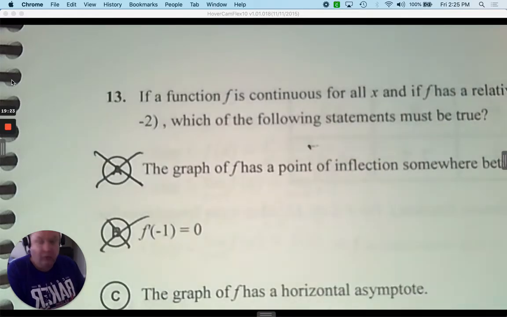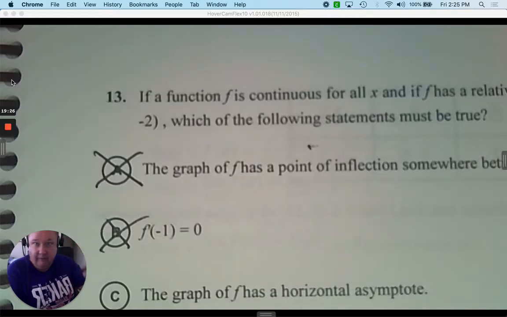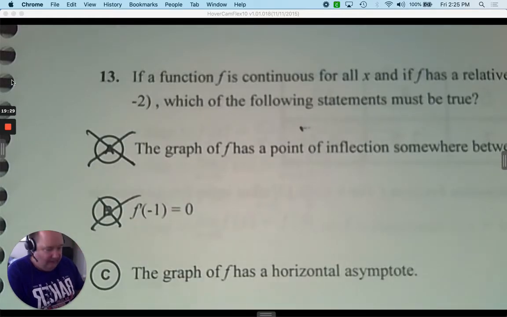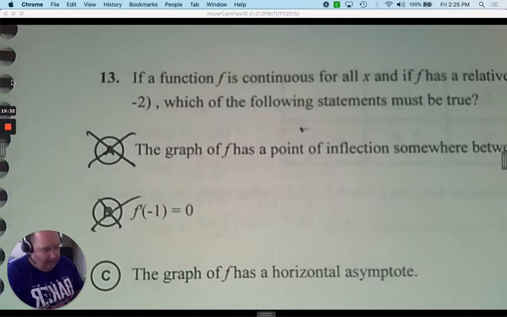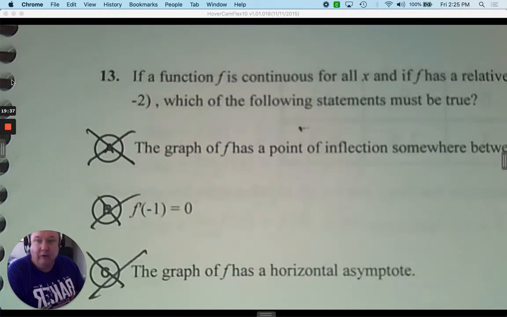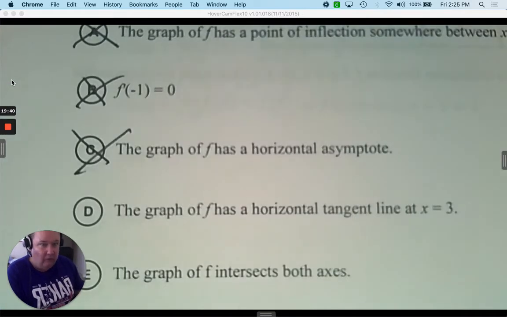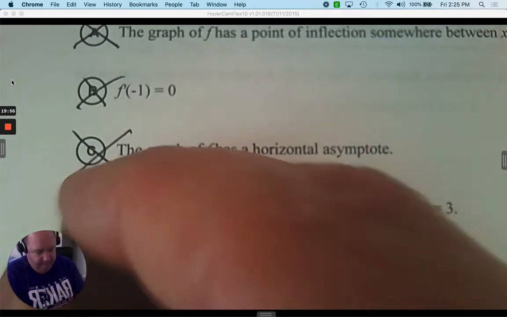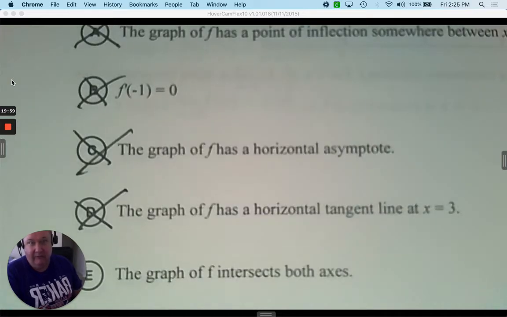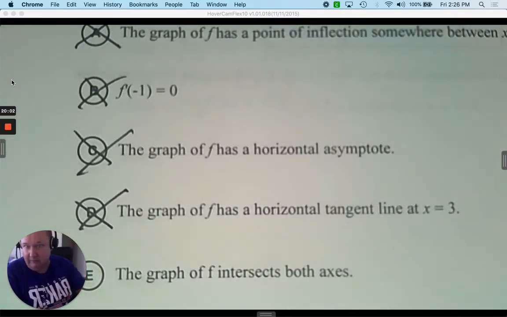All right. So it could be undefined. So you could have a sharp corner that creates a maximum. The graph of f has a horizontal asymptote. I see no information about the right end behavior here in terms of turning points. The graph of f has a horizontal tangent at x equals 3. And again, it could be undefined there. So at x equals 3, there is a minimum, and there could be a horizontal tangent there that creates a turning point, but it could also be undefined. So there doesn't have to be a horizontal tangent there. It could simply be a sharp corner.